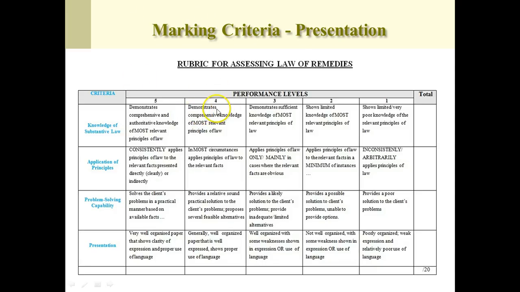So 4 means that you demonstrate a comprehensive knowledge of most principles. For 3, you have to demonstrate sufficient knowledge of most principles. 2, limited knowledge, and 1, very limited knowledge. And you can go through these and see that they descend from top to bottom, from left to right, and where you will normally position yourself.